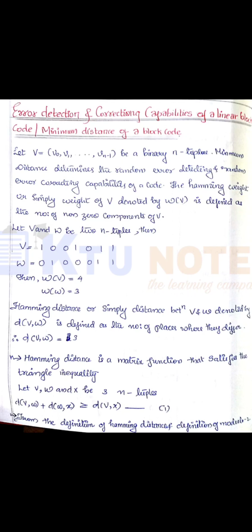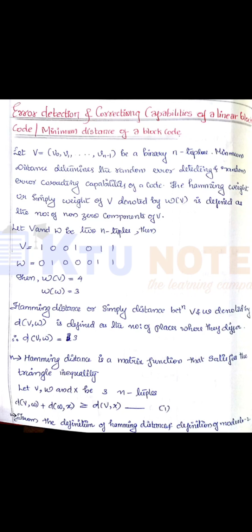The Hamming weight, or simply weight, of V is denoted by W of V. Some parameters will be discussed here. Hamming weight is the first parameter. The weight of V, denoted by W of V, is defined as the number of non-zero components of V. So what is Hamming weight? Hamming weight is nothing but the number of non-zero elements in V.